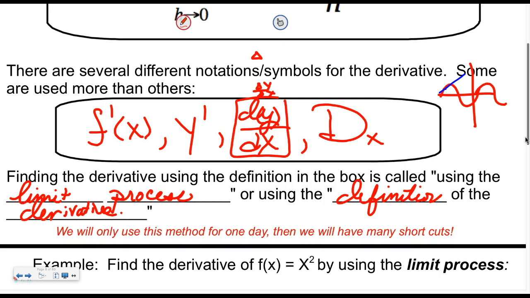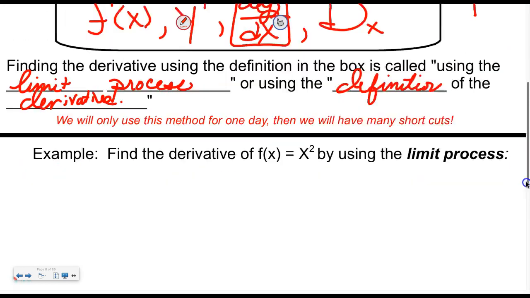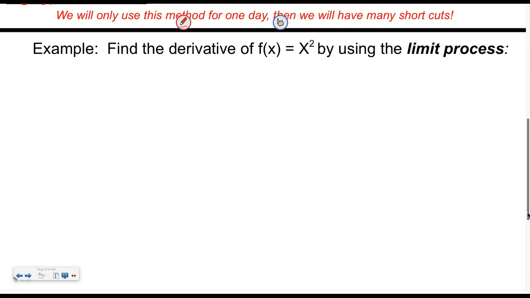How many days did it say we're going to use this process? 1. Okay, today. And then your homework for today, I want you to use the limit process, not the shorter rules. And it's not me giving you shortcuts. They're actually called derivative rules. But I'm going to give you the shortcut right now.